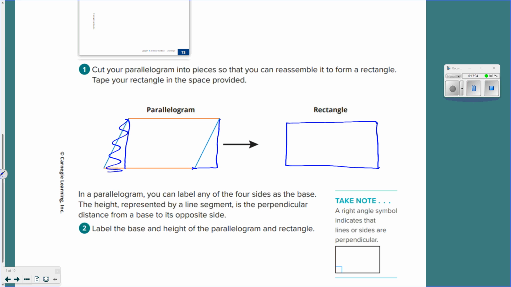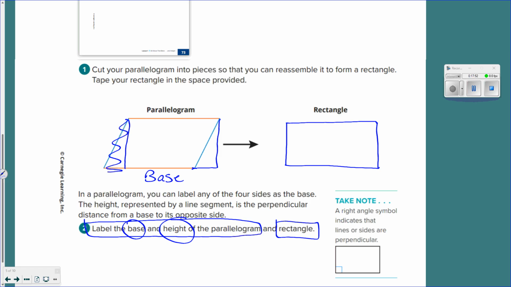All right, so who can tell me the formula for finding area of a rectangle or a parallelogram? Length times width or? Somebody said height. What's the word that goes with height? Not width. Base times height. So we're going to label the base and the height of the parallelogram and the rectangle. So who can tell me where the base of my parallelogram is? Okay, I would say it's the bottom as well. Base means bottom, yes?